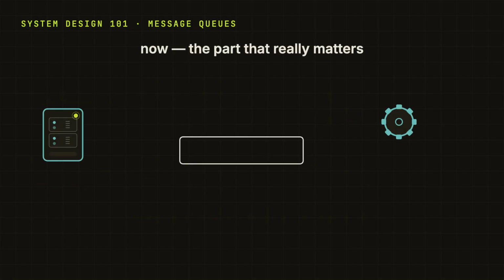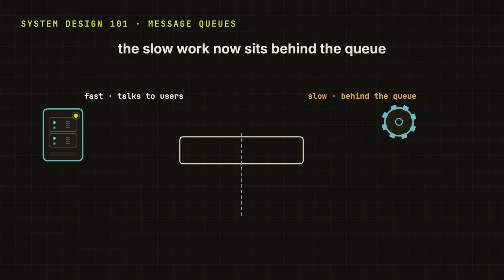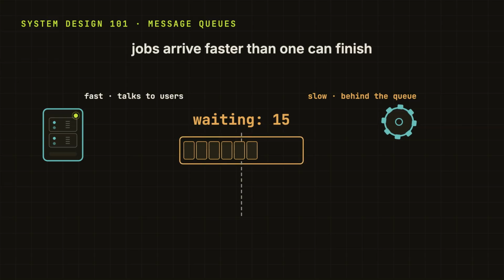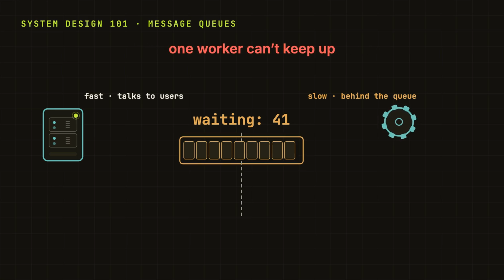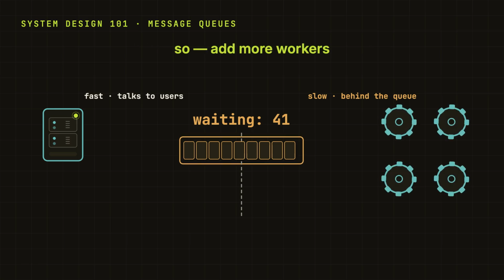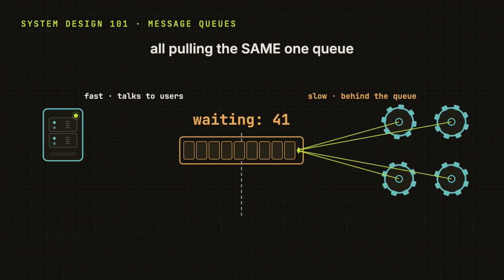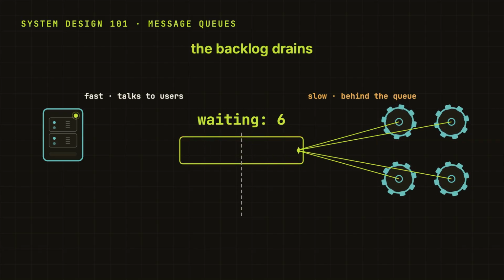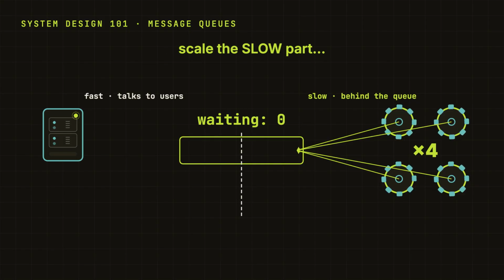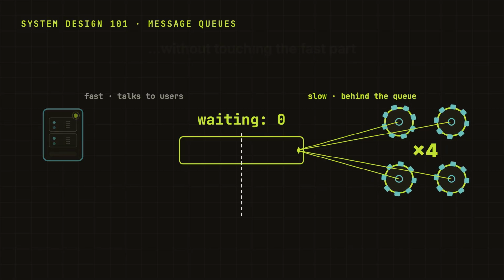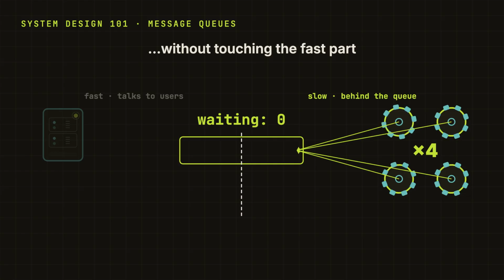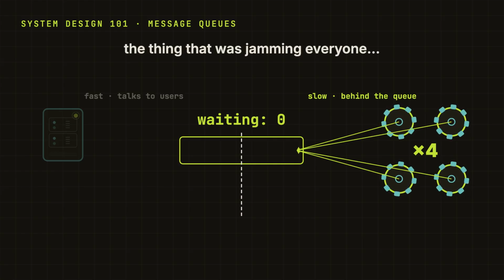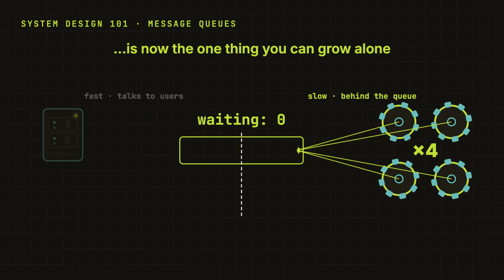And here is the part that actually matters. The slow work is now on its own, separate thing, sitting behind the queue. So what happens if the jobs pile up faster than one worker can get through them? You just add more workers, two of them, five, 10, all pulling from that same one queue, all chewing through the jobs at the same time. And notice what that gives you. You can scale the slow part, the encoders, completely on its own without touching the fast part that talks to the users. The thing that was jamming everyone is now the one thing you can grow by itself.